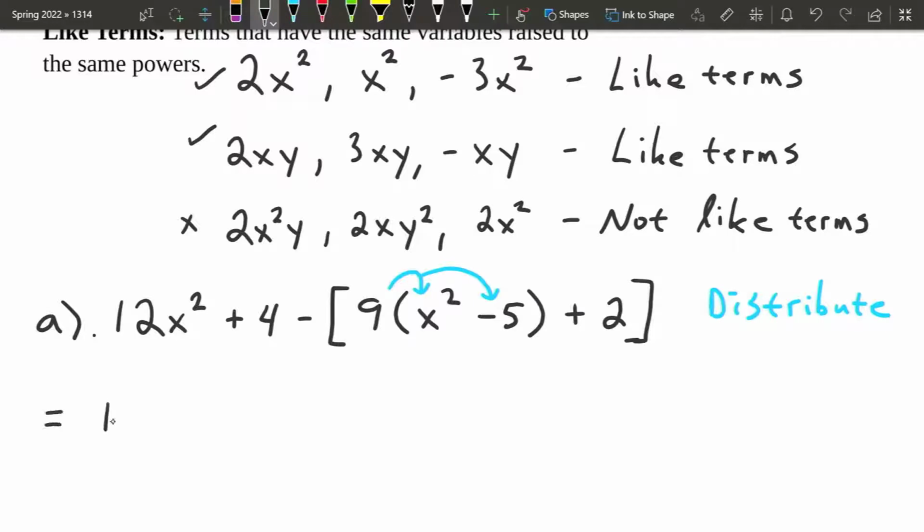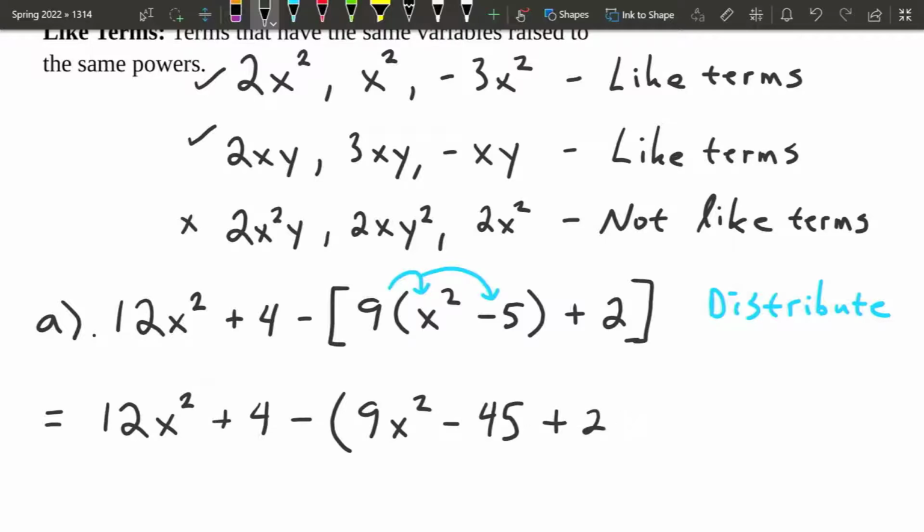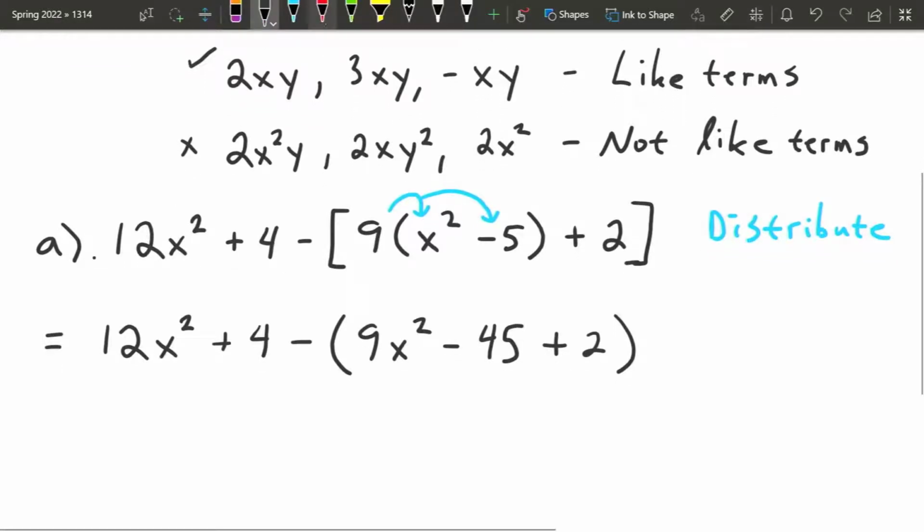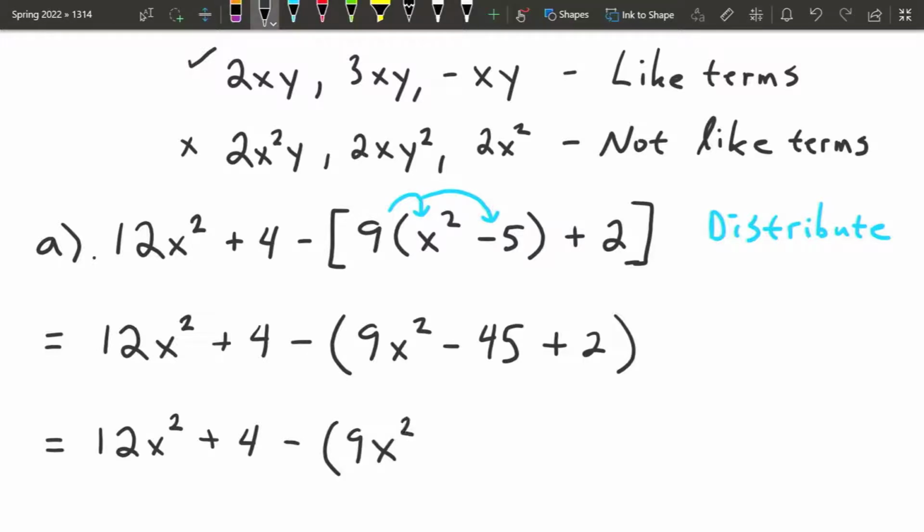So after we do that, we'll write down everything. We still have 12x squared plus 4. And then we're going to have minus 9x squared minus 45 plus 2. Now we can go ahead and add together the numbers. In this case, we're going to take the negative 45 and the plus 2 and put them together. So we're going to have here 9x squared minus 43.